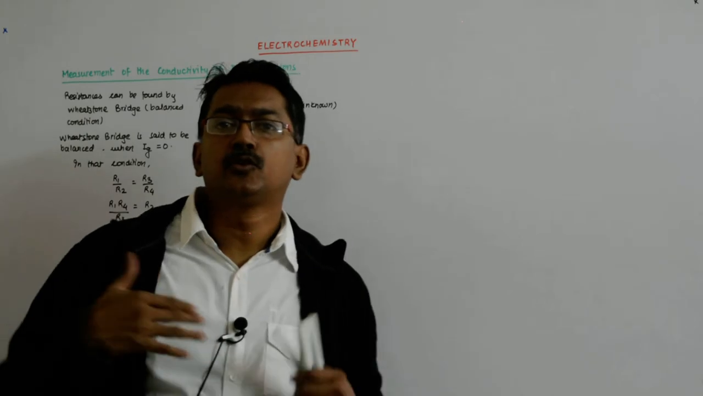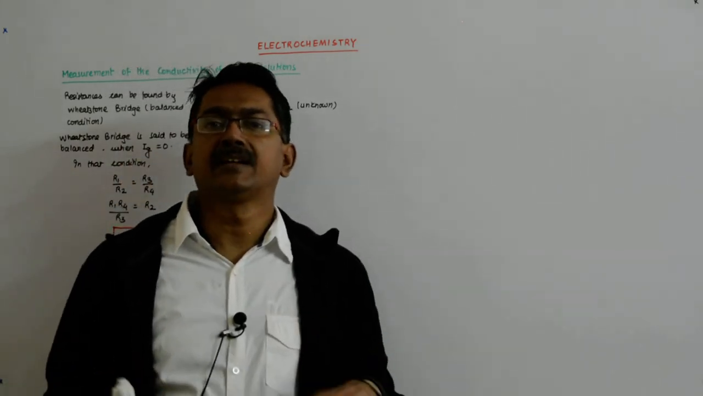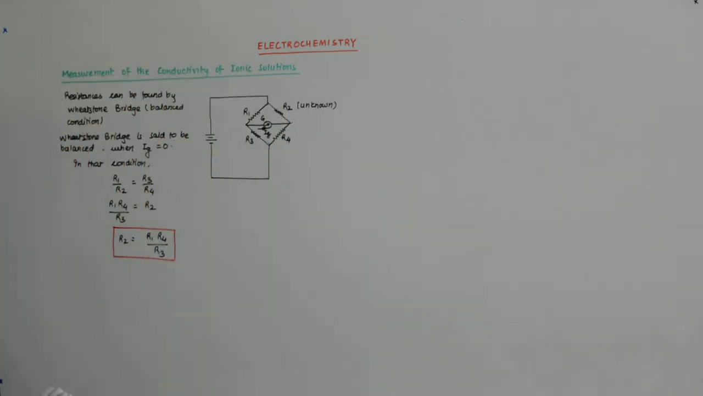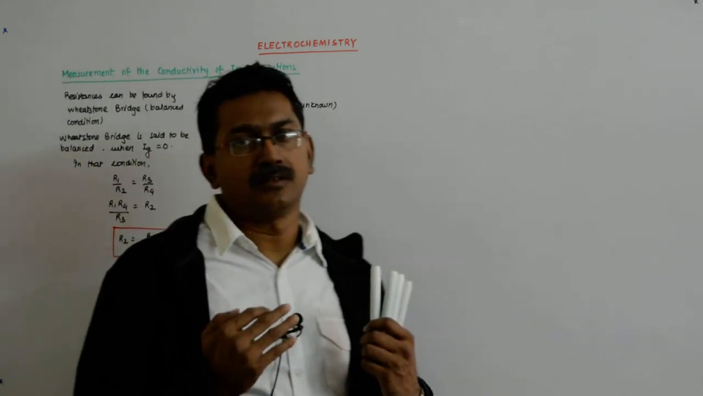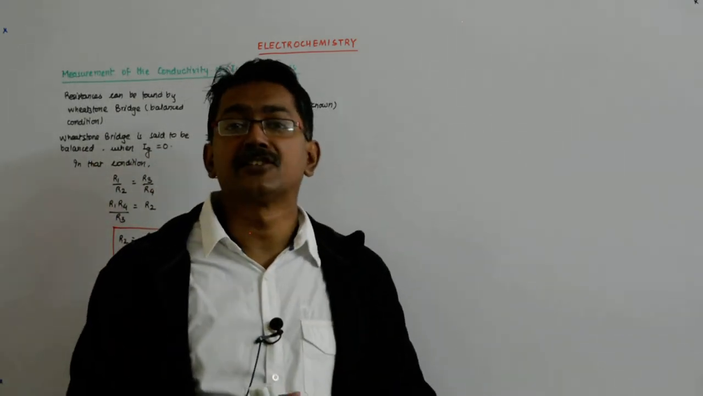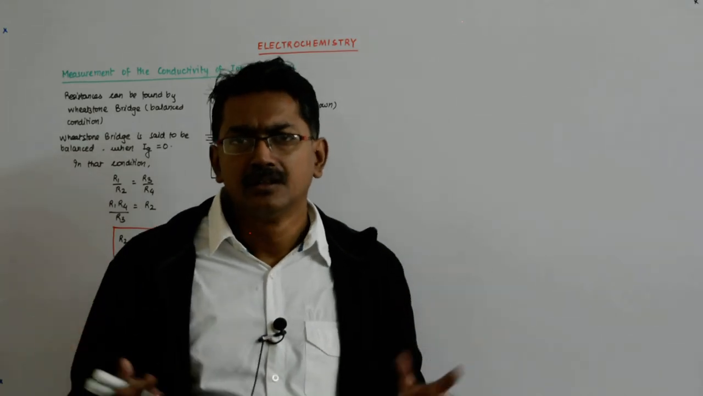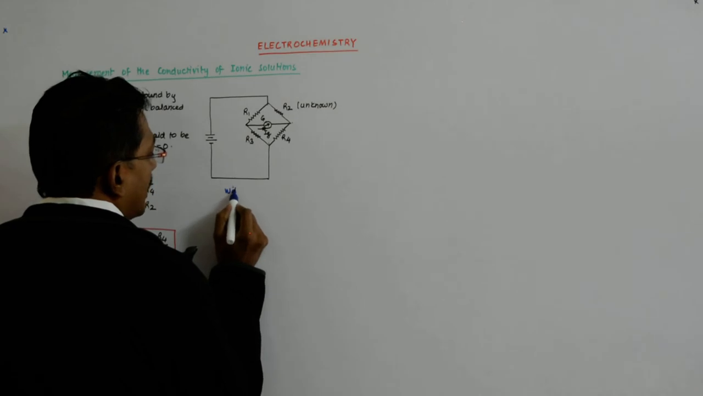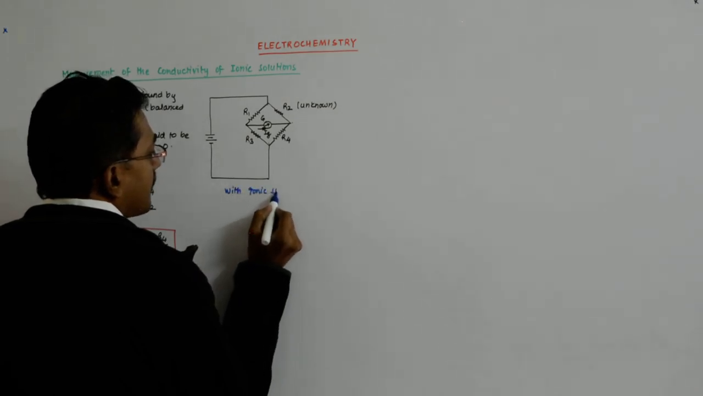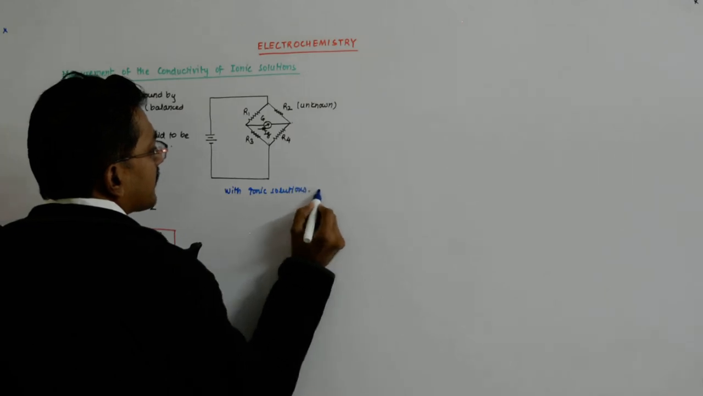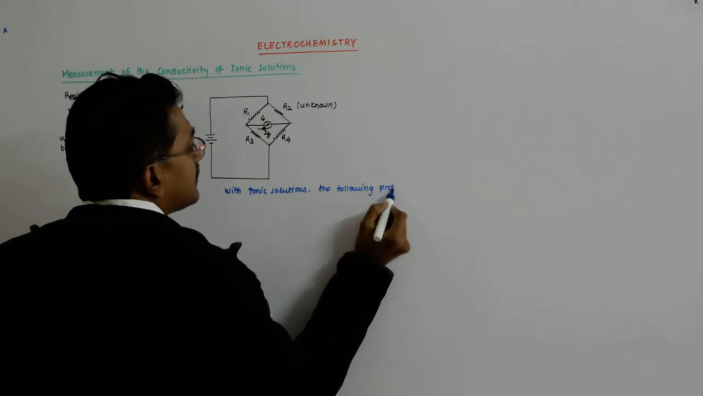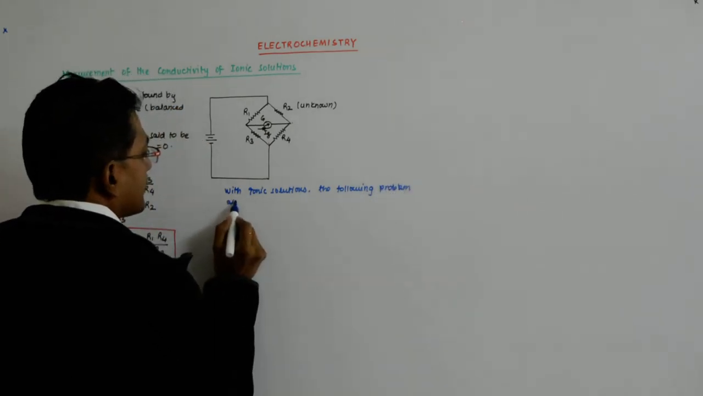Now, the moment you try to do it with a solution, immediately a problem drops in, right? What happens is a resistor, an ionic solution does not have a definite shape. It is a solution. It's a liquid. So how do I connect it between the two? So with ionic solutions, the following problem arises.